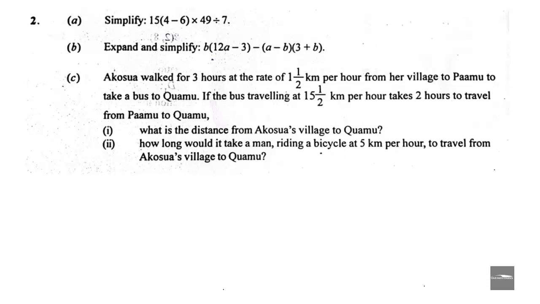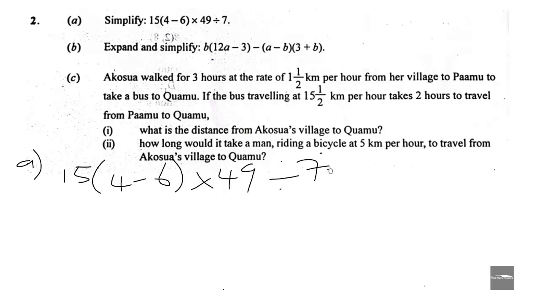BECE 2023. The second question. Simplify 15 into bracket 4 minus 6 times 49 divided by 7. We will use BODMAS here.